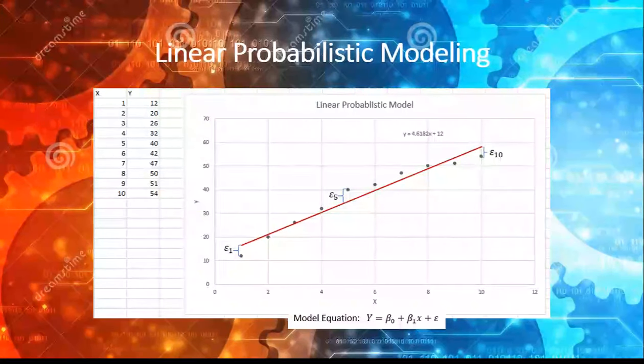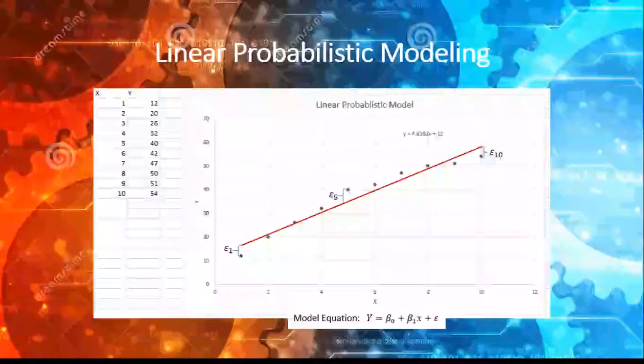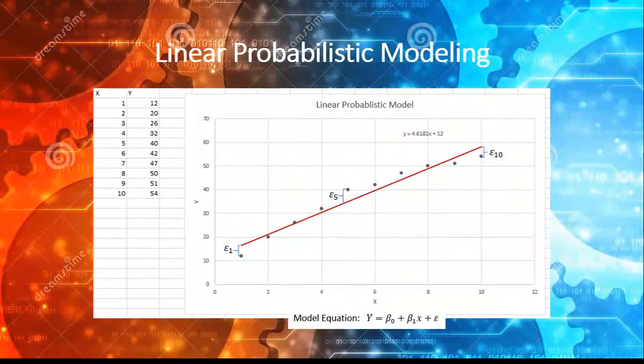For example, the first data point falls below the regression line, therefore its epsilon value denoted epsilon sub 1 will be negative. And for the fifth data point, its epsilon value will be positive because it lies above the regression line.